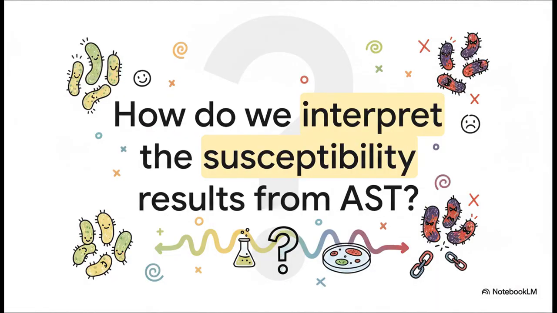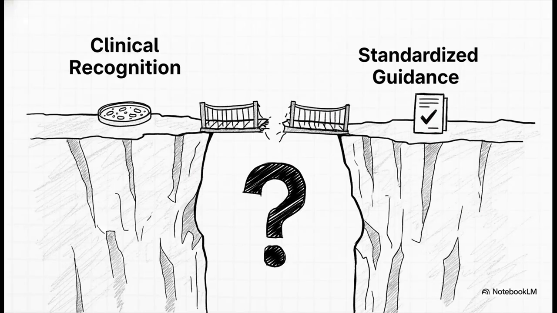And right here is where we hit the biggest wall as a clinical lab. Okay, so we run the AST, we get an MIC value, a number. But what do we do with that number? What does it actually mean for the patient? This is the critical gap. There's a delay between when we start recognizing a bug as a real pathogen and when we get the standardized tools to deal with it. Without official clinical breakpoints from an organization like EUCAST, we can't confidently label an isolate as susceptible, intermediate, or resistant.